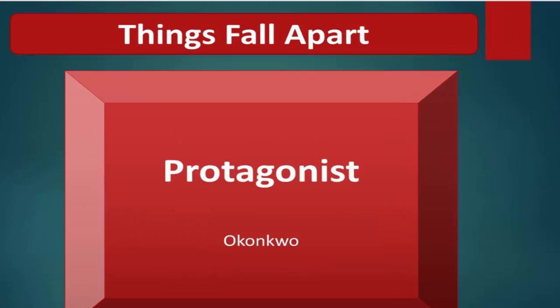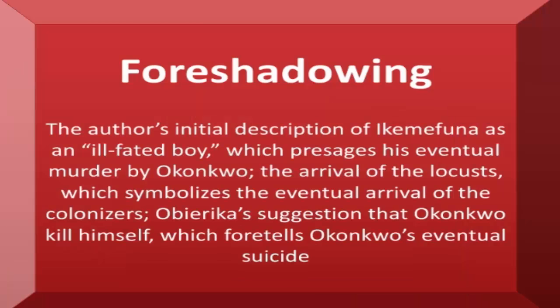Protagonist Okonkwo. And foreshadowing: the author's initial description of Ikemefuna as an ill-fated boy, which presages his eventual murder by Okonkwo. The arrival of the locusts, which symbolizes the eventual arrival of colonizers. Obierika's suggestion that Okonkwo kill himself, which foretells Okonkwo's eventual suicide.